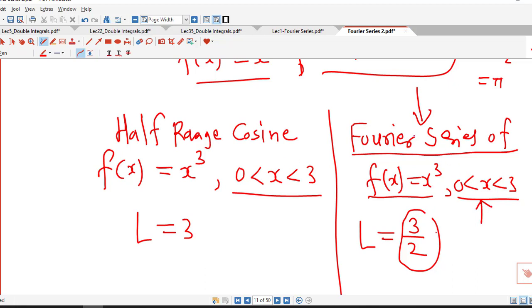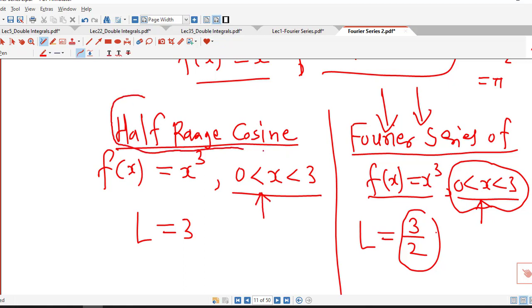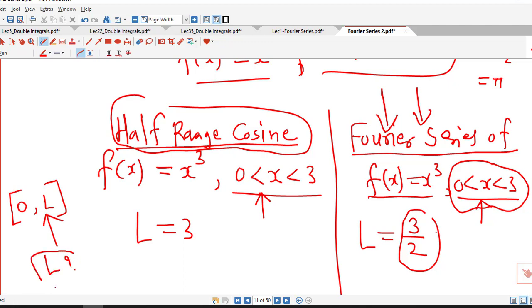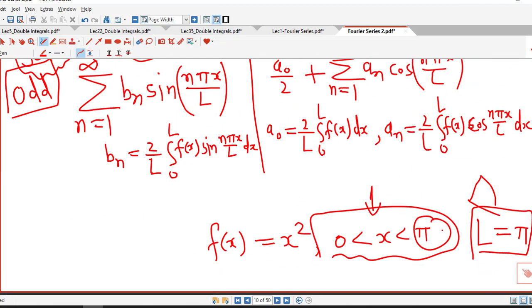So the difference is here function is defined over the whole interval and here function is defined over the half of the interval. So here in the example of half range cosine series or half range sine series, be careful that your interval will always be in this form and whatever end point we have, that we will consider as value of capital L. And in the example of Fourier series, whatever interval is given, length of that interval divided by 2 is the value of capital L. So I hope you understand this.